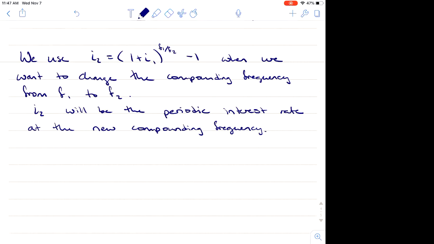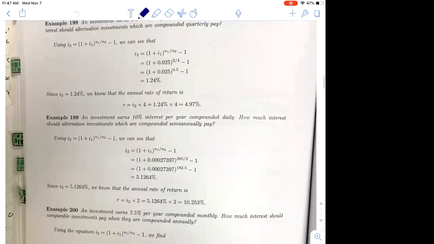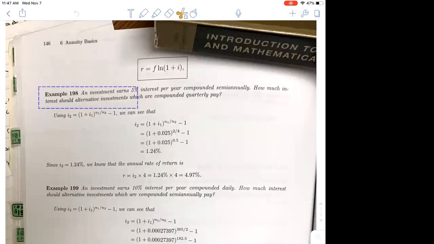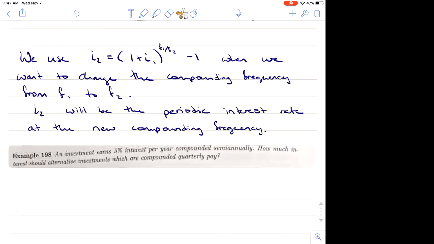So let's see a little example, example 198. Now we can read that. An investment earns 5% interest per year, compounded semi-annually. How much interest should alternative investments, which are compounded quarterly, pay? So what equivalent interest rate would compound quarterly?